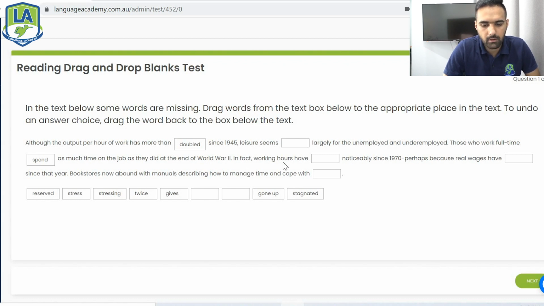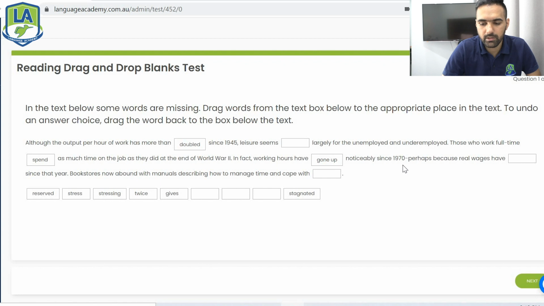In fact, working hours have dashed noticeably since 1970. Have what? Have stagnated? You won't say that have stagnated significantly or noticeably. Stagnated means kind of remaining the same, so there's nothing to notice in that. Gone up can be the right answer. You'll never say have twice. You can say numbers are twice, not have twice, so this will be incorrect as well. By default, we have got gone up, which means working hours have increased since 1970.